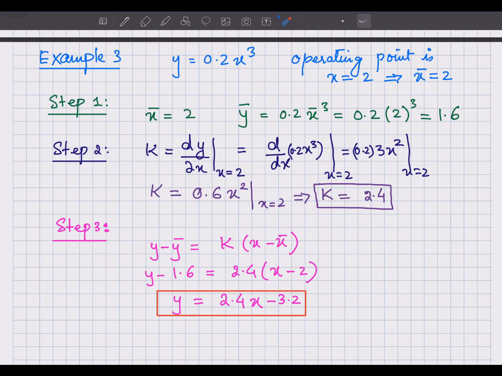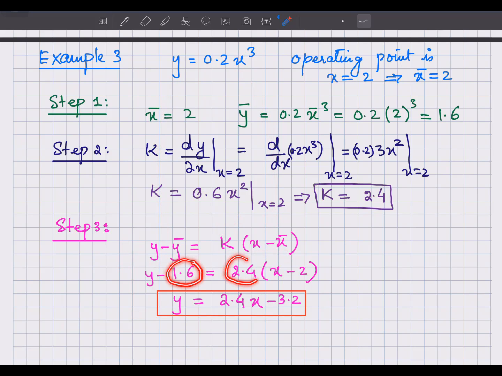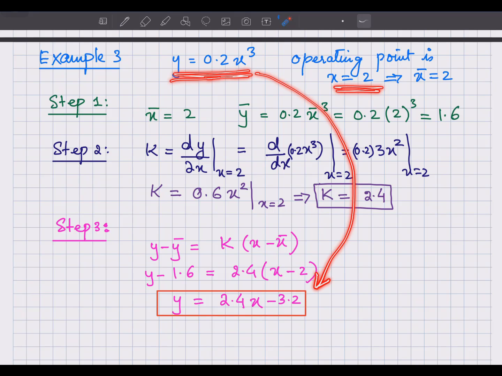Now in the third step, writing it in linear equation form, y minus y bar will be equal to k into (x minus x bar). Our output variable is y minus y bar, and the input is x minus x bar, and k is the derivative of the function with respect to x at the given operating point. Plugging in the values, y bar is 1.6, k is 2.4, and x bar is 2. This is the equation defining this nonlinear function at the selected operating point where x is equal to 2. In the close vicinity of 2, this linearization will be valid.